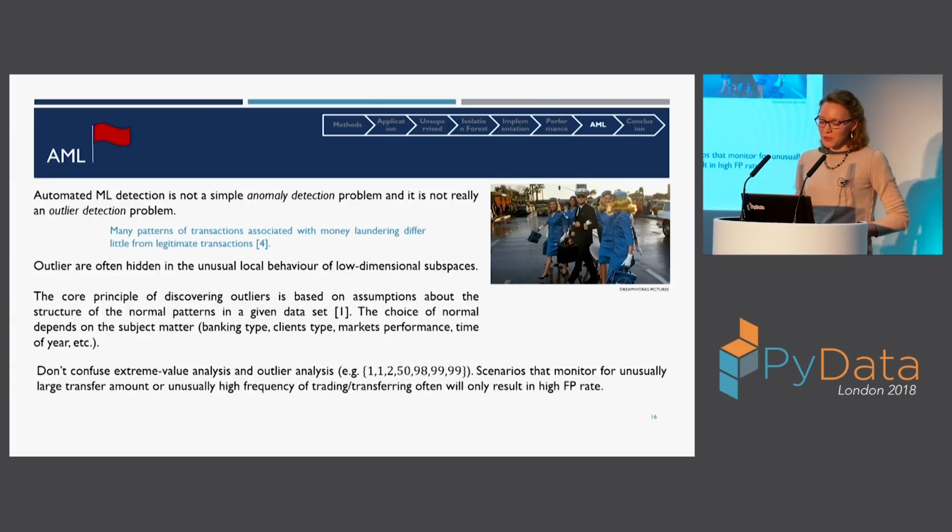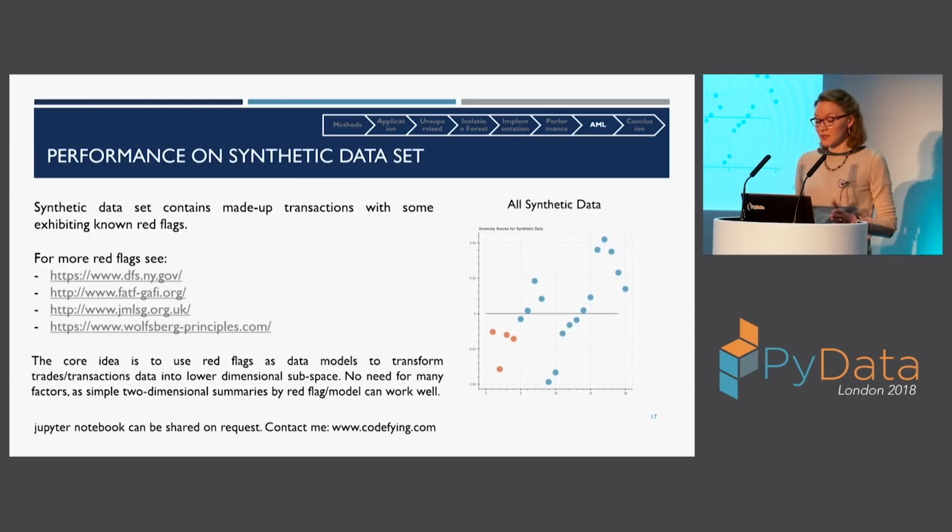So I have put together a data set, which is a synthetic data set. It's made up of fake transactions, but it has some money laundering red flags embedded into it. The first Jupyter notebook is available for you from my GitHub page, and I can share with you the second Jupyter notebook. If you want to, you can contact me through my blog. The link is at the bottom.